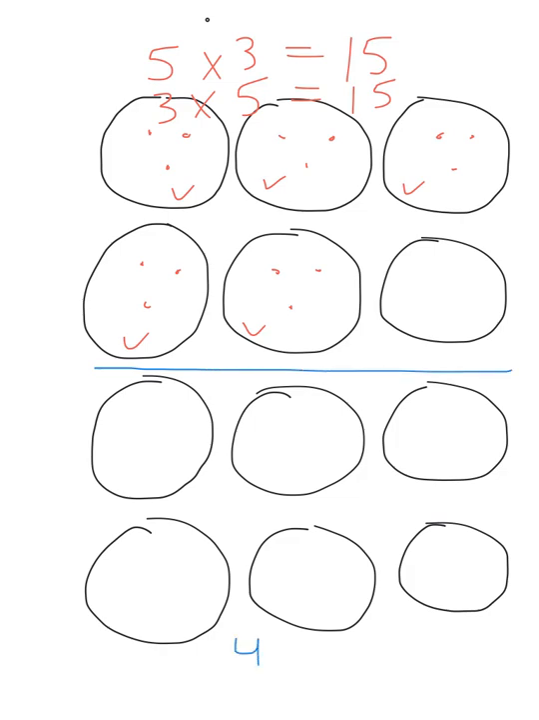I rolled a 4. Then I rolled a 5. So I'm going to use 4 cookies. But I'm going to have 5 chips on each cookie. So then we know that 4 times 5 equals 20. So we'd write down the equation, 4 times 5 equals 20. Okay?